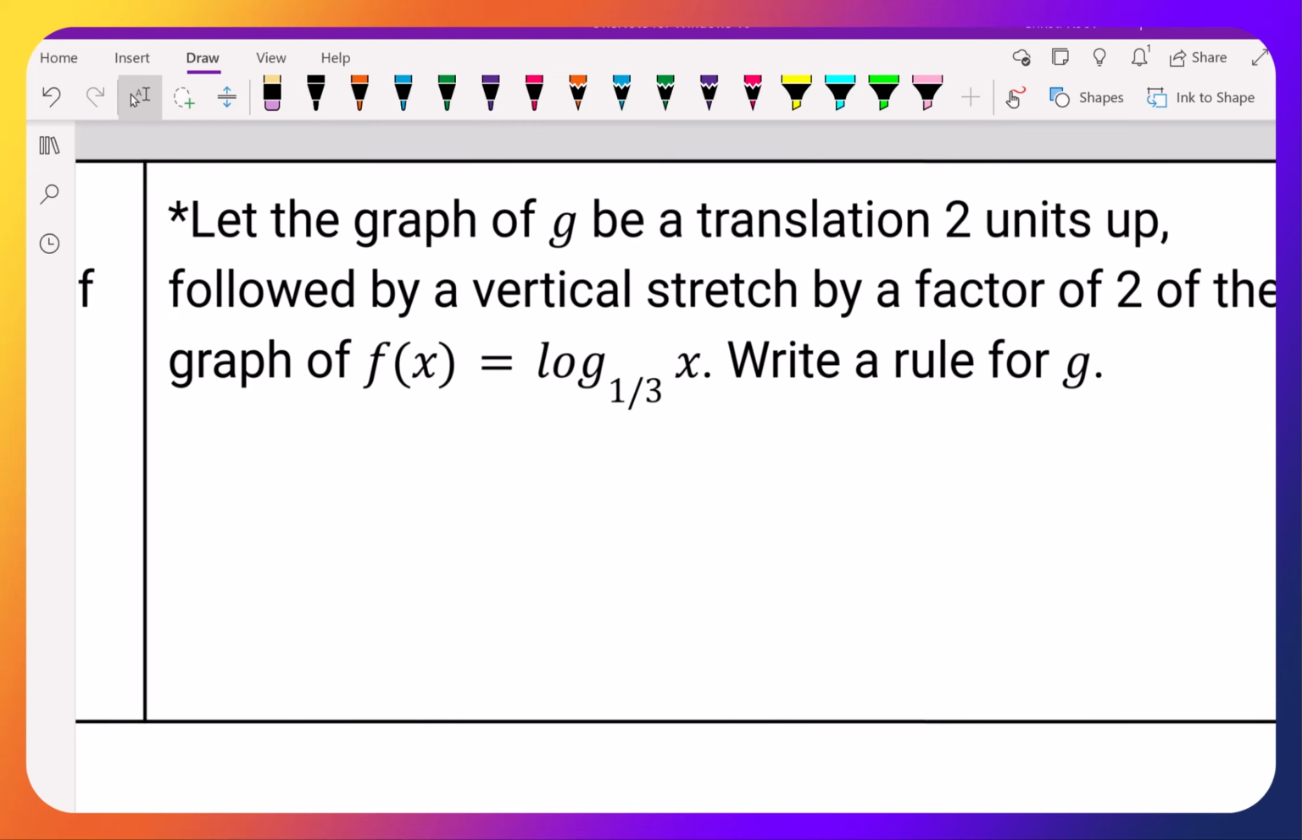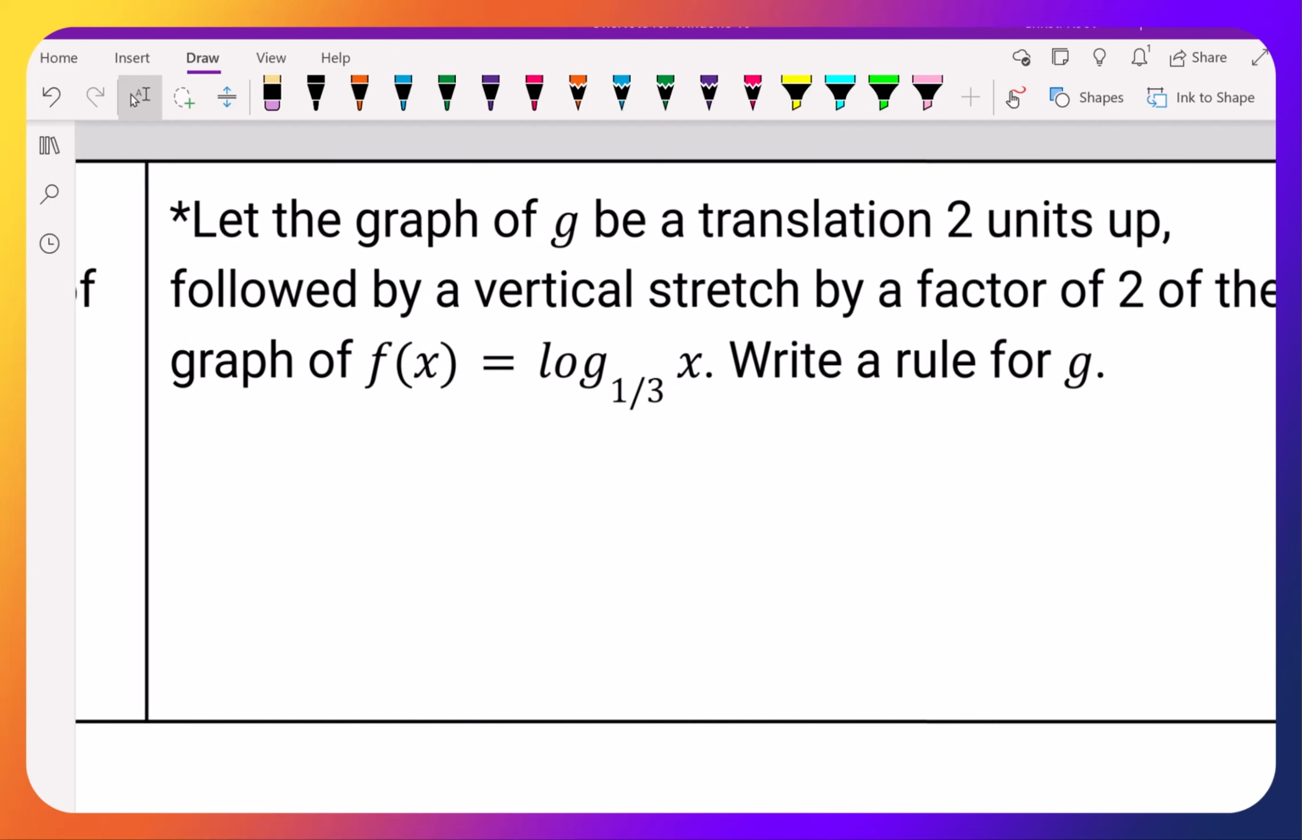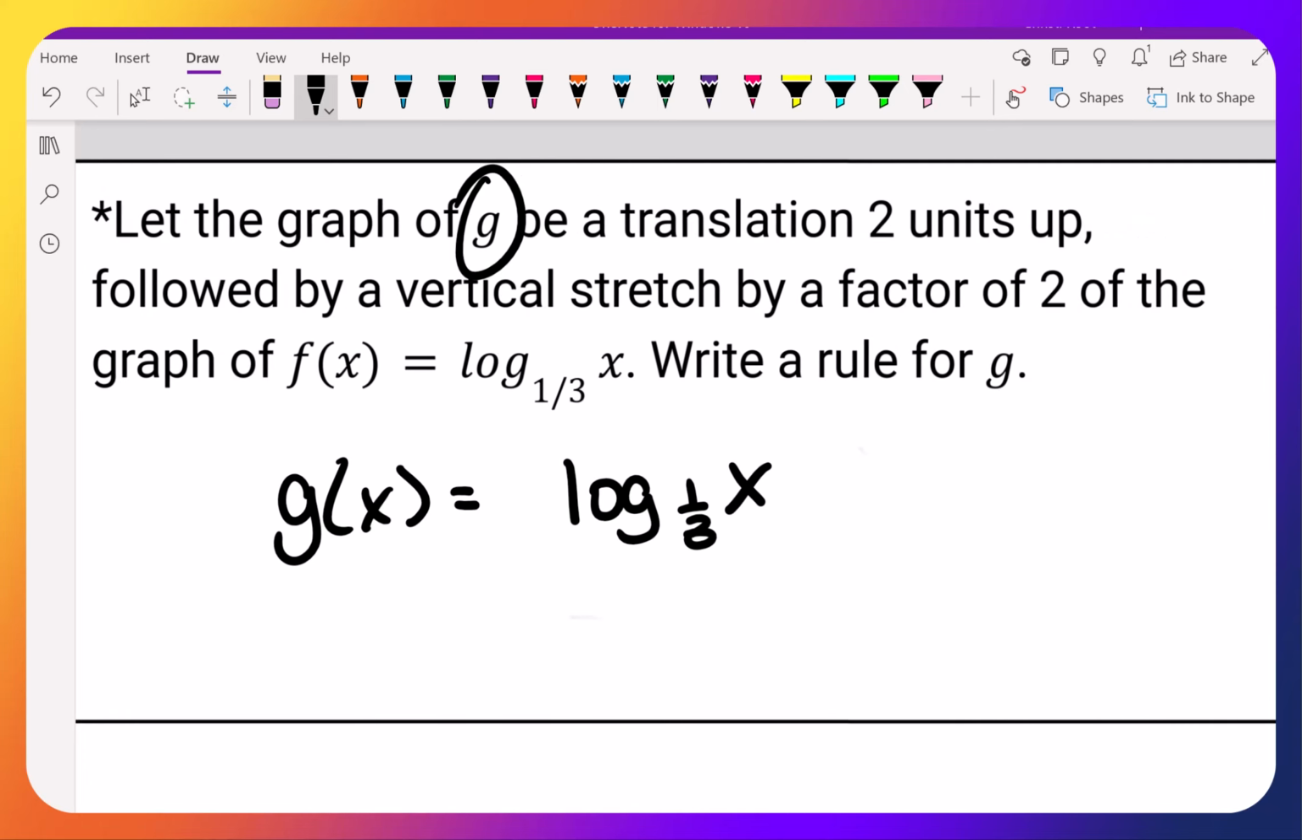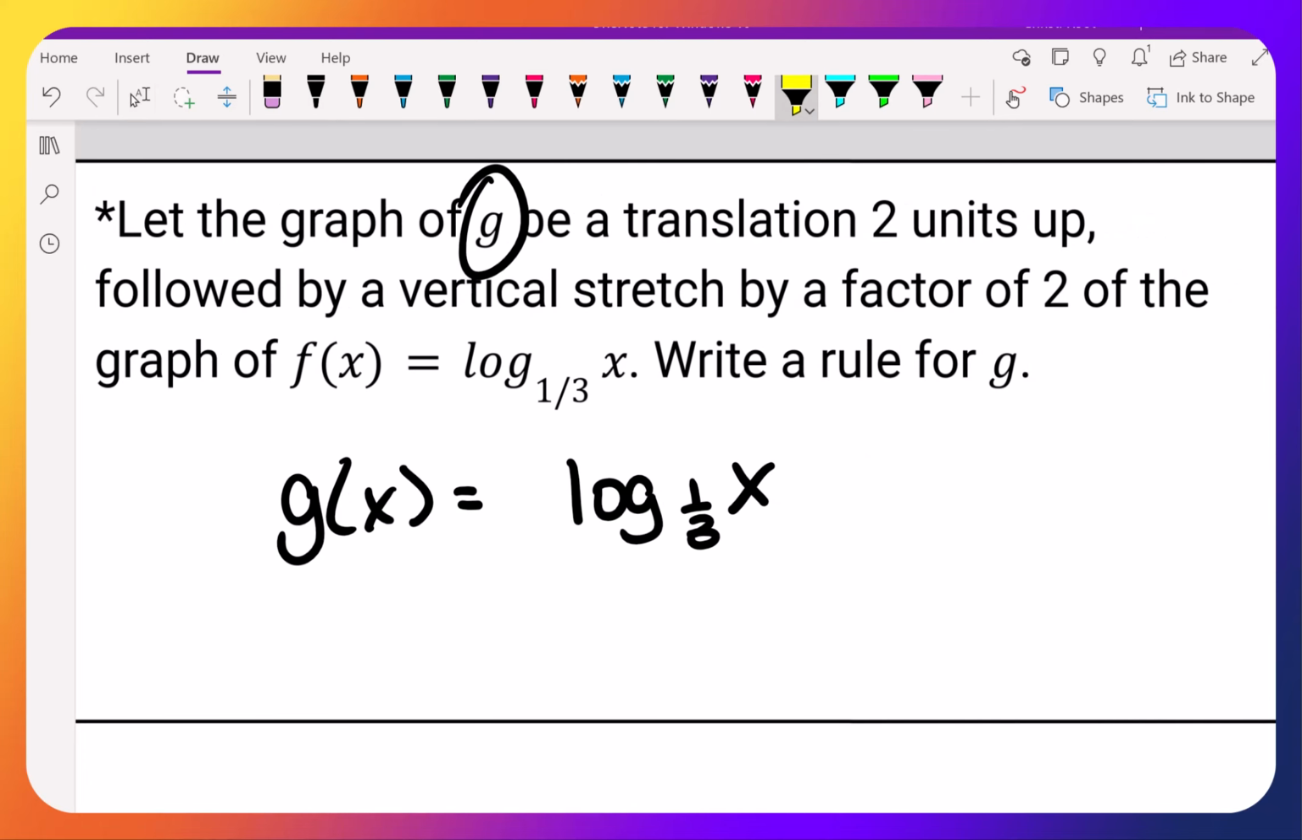So I'm going to write down the function. I'm just going to use g this time because I've got to change it. But I'm not changing anything just yet, okay? So this is with no changes. How do I do 2 units up? I just add to the function, right? So I'm going to add 2 at the very end of that. Do not put it in parentheses because if you do, you're going to move it to the left. Don't do that, okay?